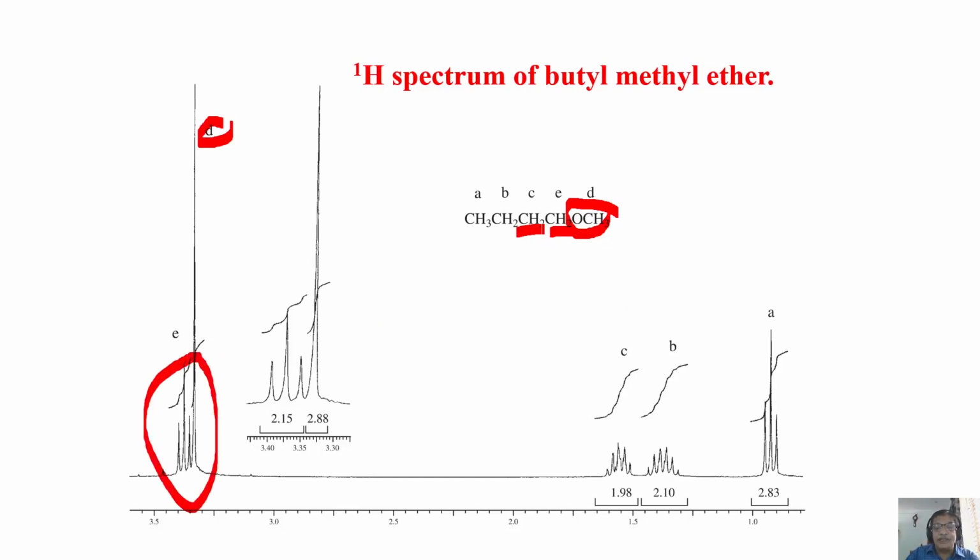Then these CH2 protons are coupled to CH2 here and CH2 here. It is a triplet of triplets. One CH2 will split this into a triplet. The other CH2 will split each line of the triplet into triplets. So it is a triplet of triplets.